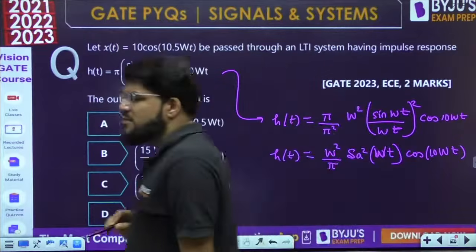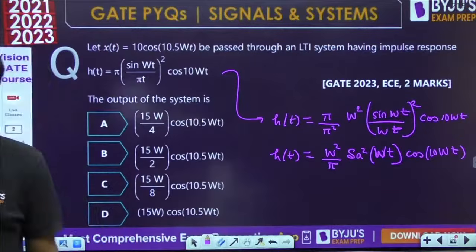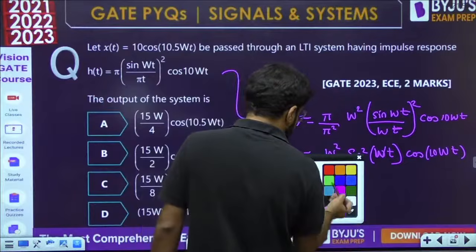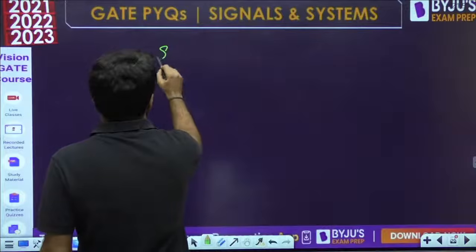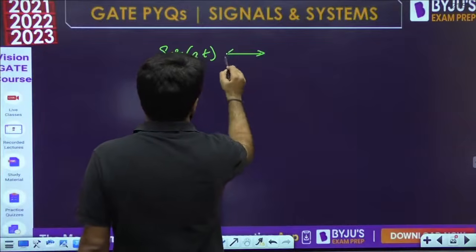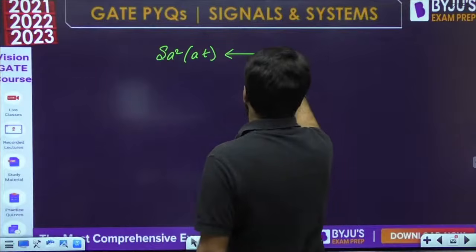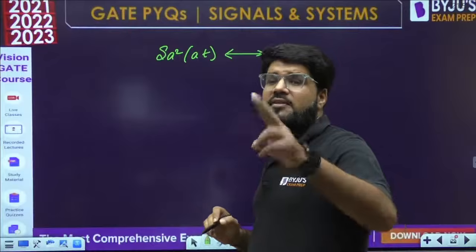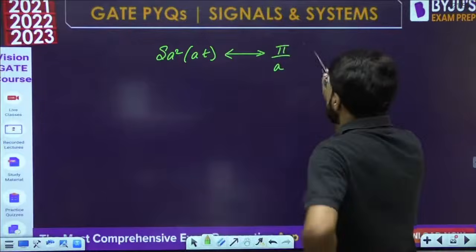Okay. Now what is the Fourier transform for sampling square? What is the Fourier transform for the sampling square function? It is a very important formula, you should remember it, for rect, tri, sampling and sampling square. It is given by pi by a.